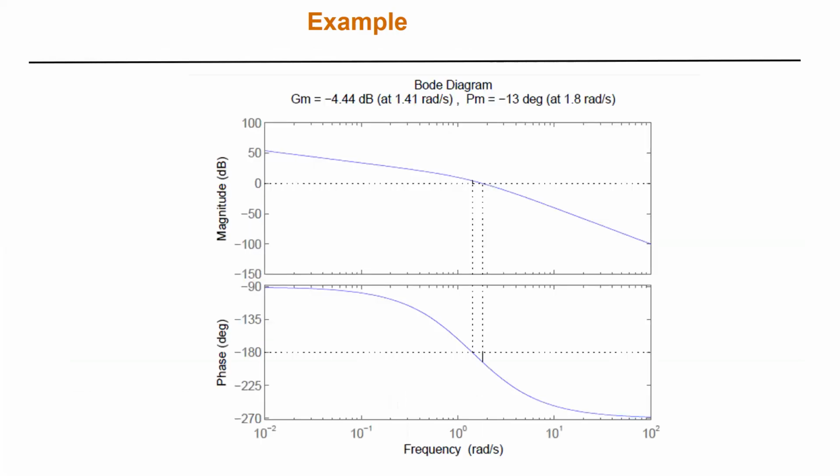Okay, if we do the Bode plot for the system by adding the gain of 10, look what will happen. The system becomes unstable. The uncompensated system is going to be unstable.